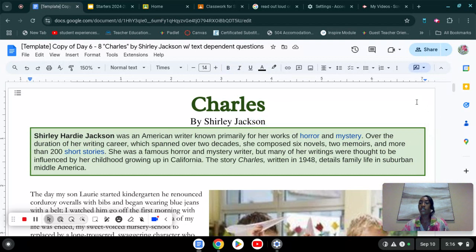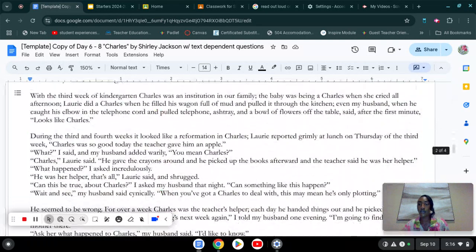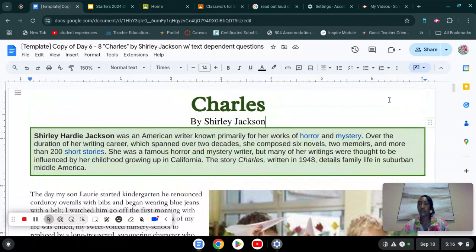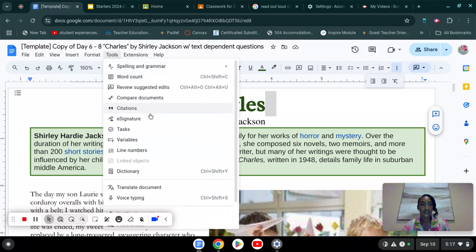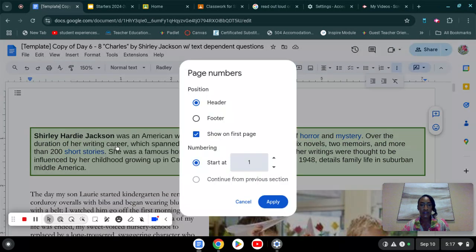So notice there's no page numbers on here. So what we did in class is we added our own. So we called this page here page 1. So what I'm going to do on mine, you don't have to do this, I'm just going to do it here, is I'm actually going to add some page numbers. Line numbers, format, page numbers. Here we go.